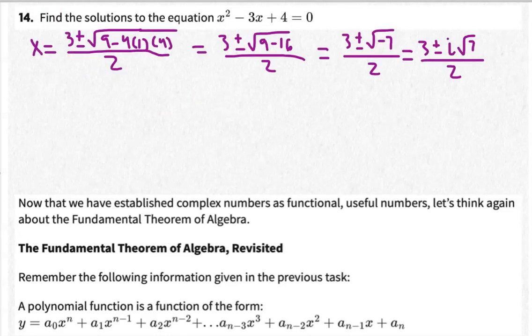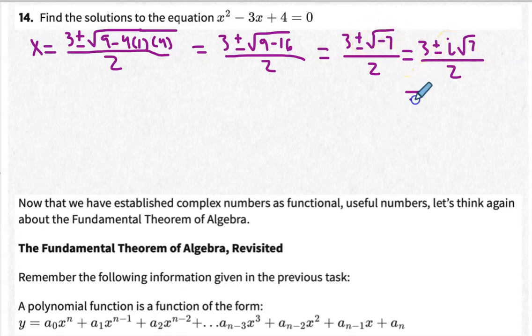All right, so here's what I came up with. I plugged in A as 1, B as negative 3, C as 4. And I ended up with 3 plus or minus i square root of 7 over 2. So notice this one was not as beautiful. Under the square root, we got a negative 7. I can't break down 7 at all. It's prime, so it's just going to stay square root of 7. But that negative always comes out as an i.